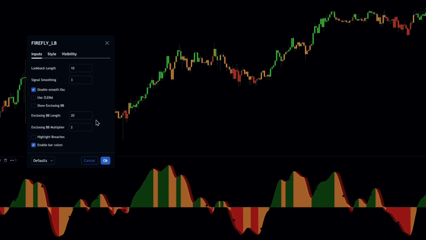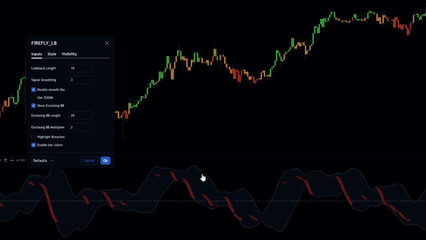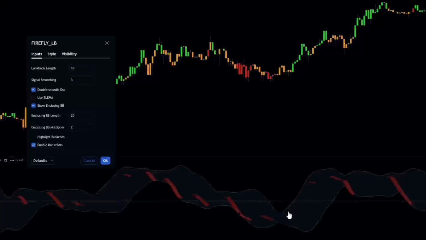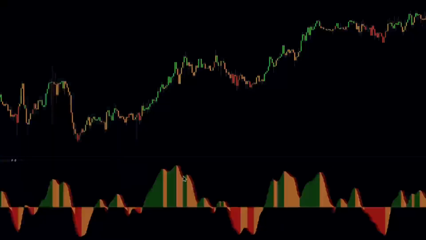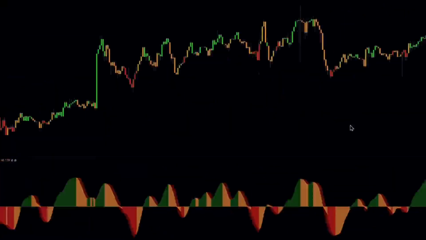The indicator also contains an enclosing Bollinger Bands option. If we enable that, this is it. It's basically a Bollinger Band that you can use to identify the market momentum. Whenever these two bands are above the zero level, that is a bullish market momentum. On the other hand, whenever both of them are under the zero level, that indicates bearish market momentum.